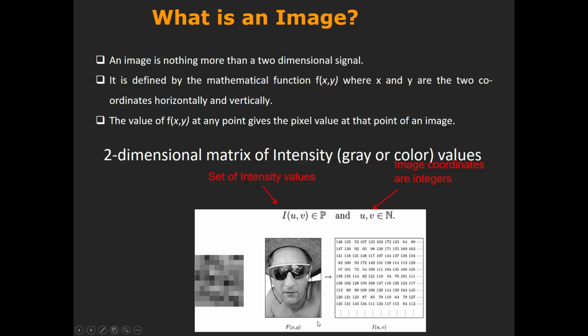So this is a two-dimensional image, and that one is the corresponding two-dimensional matrix. Here the x and y axes represent spatial coordinates, or you can see here we are taking variables u and v, and corresponding to u and v, the function value is an intensity value. So these are intensity values at different locations.